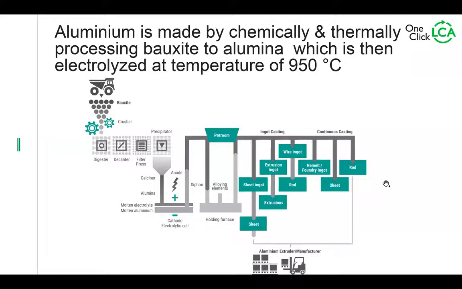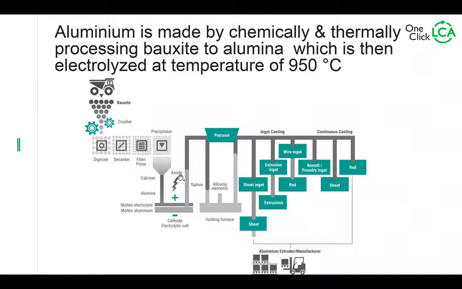Then when we move to aluminium from steel, aluminium is made from alumina containing ores, predominantly from bauxite. The bauxite is processed chemically and thermally to alumina, and the alumina is electrolyzed with electricity at a temperature of about 1000 degrees Celsius. The electrolysis process uses cryolite, which is a rare mineral, and it also uses anodes. The anodes are often made from carbon.